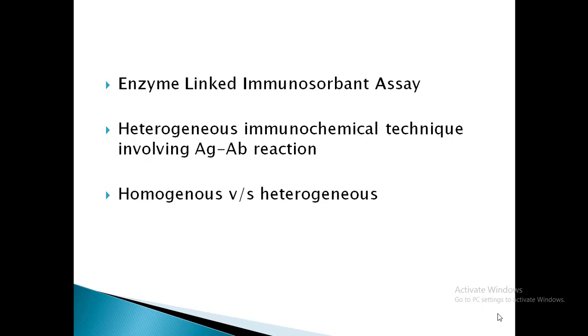So what happens in heterogeneous technique is labeled antigen or antibody, when it reacts with its counterpart, the additional labeled complexes, they are removed from the reaction before there is measurement of concentration or signal. Whereas what happens in homogeneous, there is no such removal of bound and unbound labels before the measurement. So we'll understand when we proceed further.